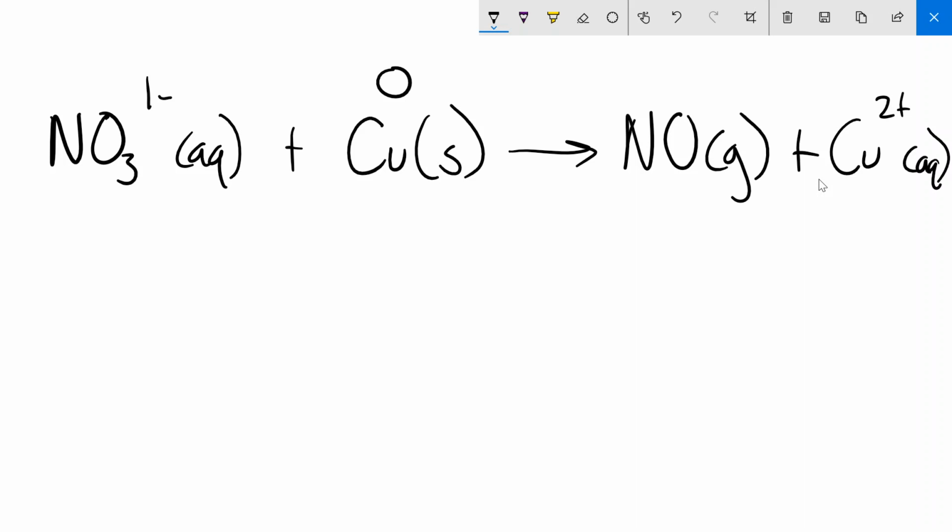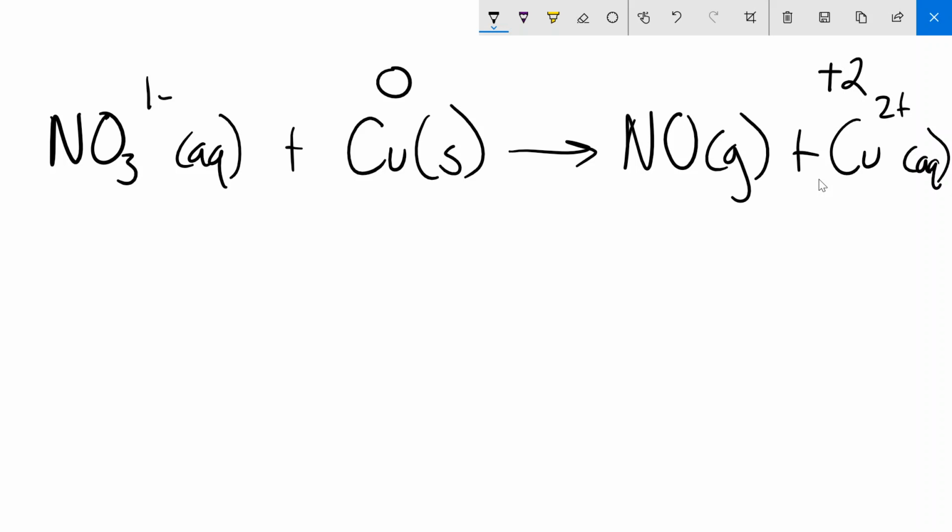Next thing I want to take a look at is our monatomic ions. Remember, monatomic ions, like the copper 2 plus that's on the product side, are going to take on the oxidation number or oxidation state based on the charge of the ion itself. So that's a 2 plus ion. That means that this copper is going to have a plus 2 oxidation state. So far so good.